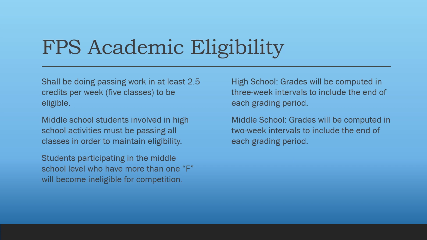Our first topic is academic eligibility. Students will need a passing grade in 2.5 credit hours per week or 5 half-credit classes to be academically eligible. At the high school level, grade checks will be made in 3-week intervals to include the end of each grading period. Middle school students participating in high school activities need to be passing all courses to be eligible.